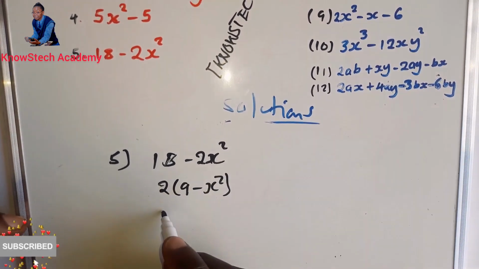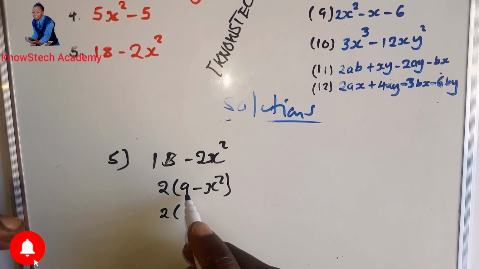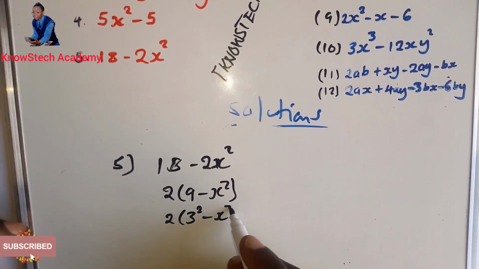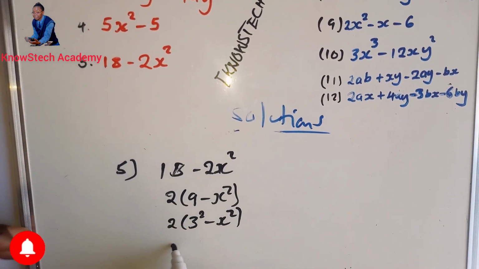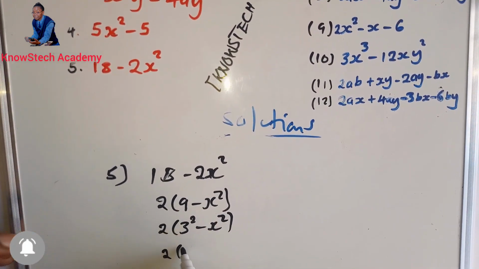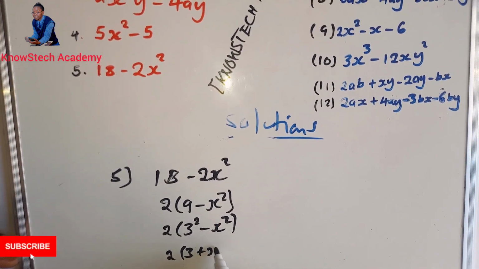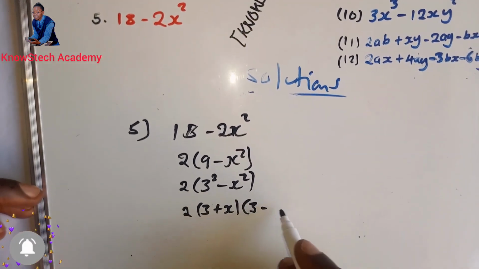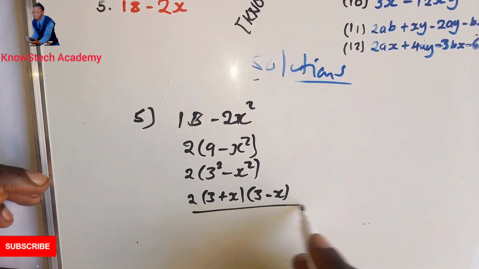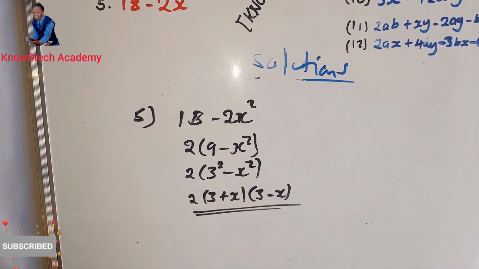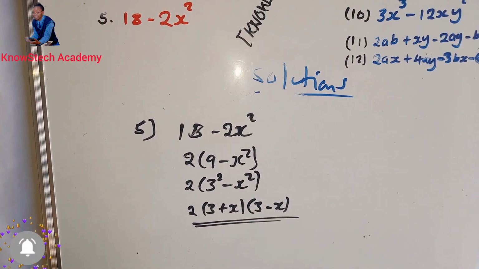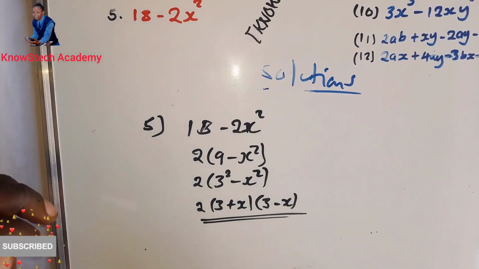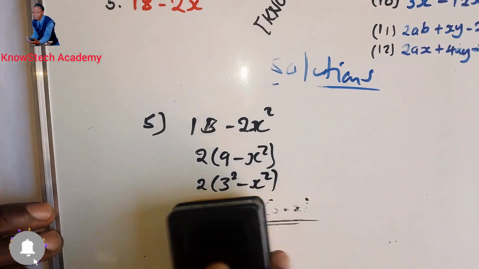Now check inside. The inside is a difference of 2 squares, because 9 can be written as 3 to the power 2 minus x to the power 2. So 2 outside, one of the 3's plus x, open, the remaining 3, in this case minus x. And this is the answer. So factorization is very simple. And remember, it's 2 marks in the final exam. So let's go to the 6th question.